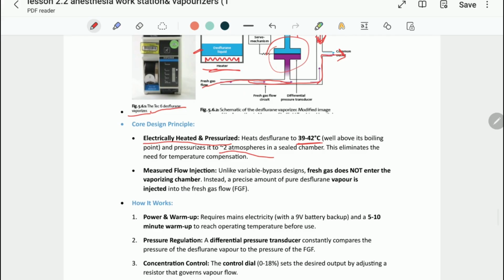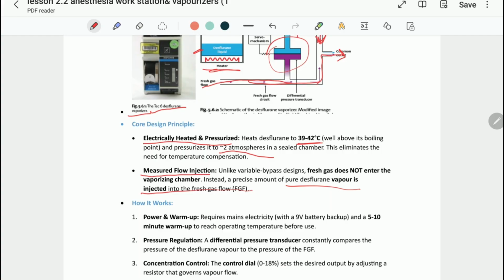This eliminates the need for temperature compensation. Okay? Then a measured flow injection. Unlike the variable bypass design, the fresh gas flow does not enter the vaporizing chamber. Instead, a precise amount of pure desflurane vapor is injected into the fresh gas flow.